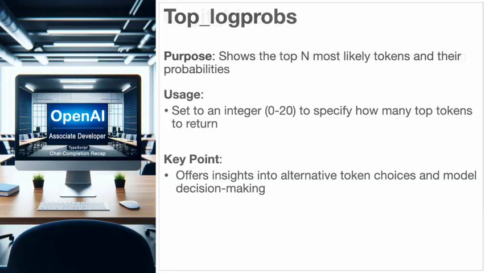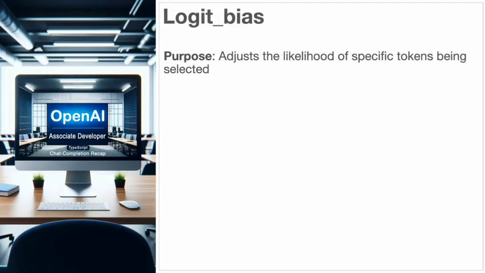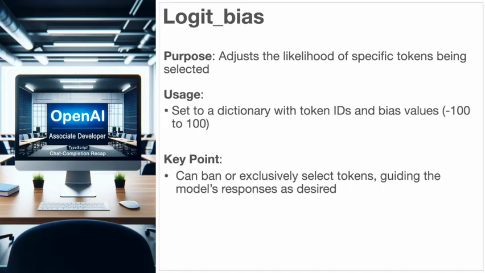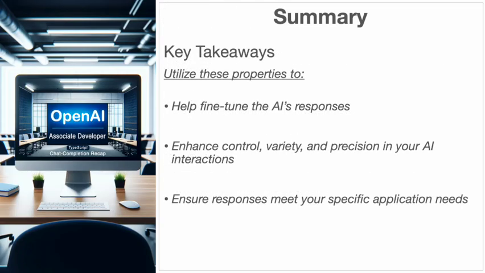And finally, we discussed the logit bias property. Logit bias allows you to adjust the likelihood of specific tokens being selected. By setting bias values, you can encourage or discourage the use of certain words, tailoring the AI's output to better meet your requirements. In summary, we explored various advanced configuration properties that influence the AI's responses.